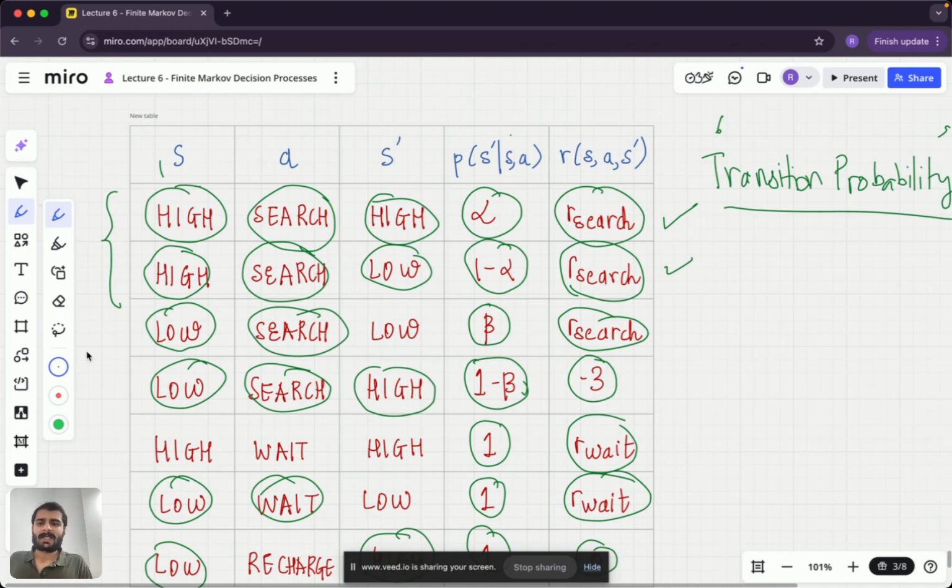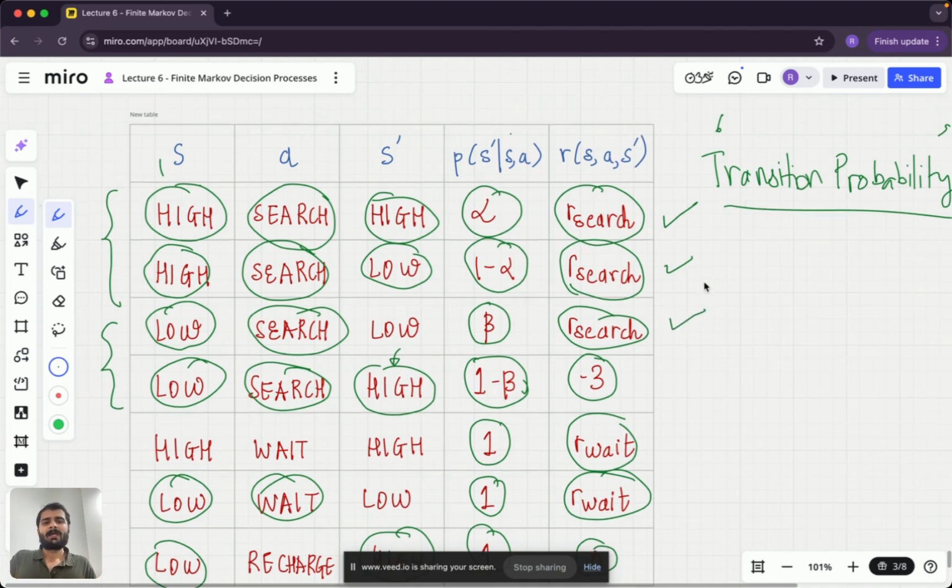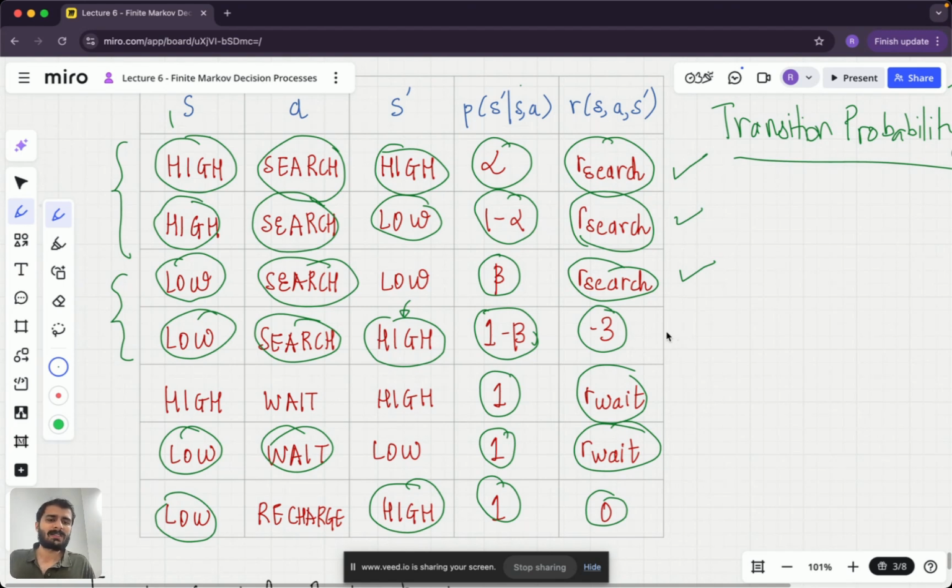Now we'll consider the second two cases where my initial state is low. If my robot state is low and I am searching, there are two possibilities. Either the next state will remain low, which means I still have my battery, or my battery is completely over and I have to be rescued, in which case the next state will become high. So now, in the first case, the reward is still R search because my robot is still searching. But in the second case, my reward is negative because I have to rescue my robot, which is not ideal at all.